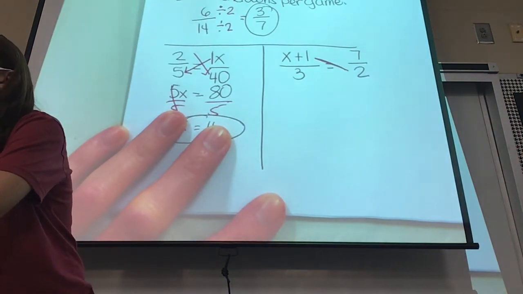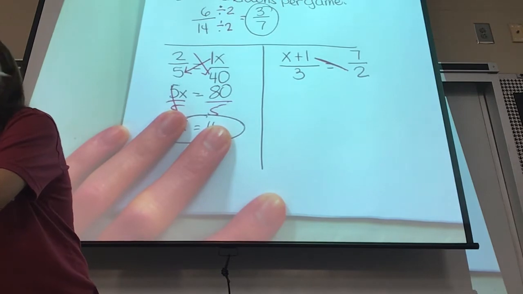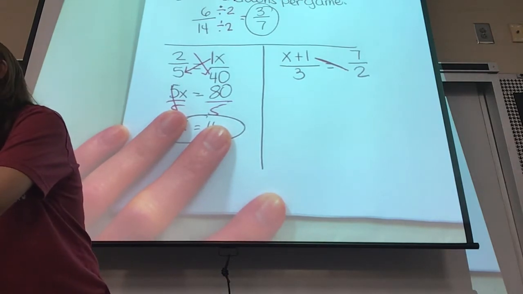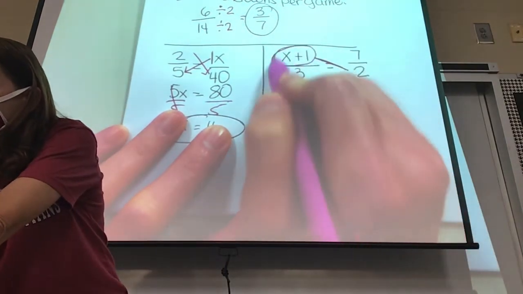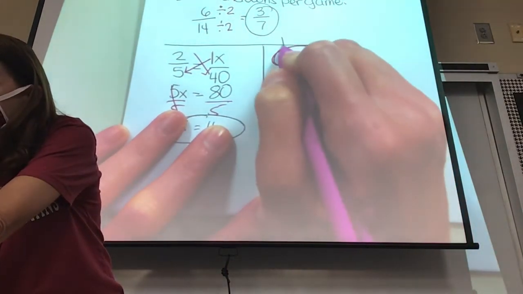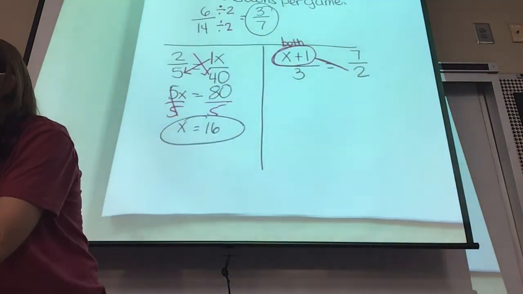What do I multiply the 2 with? Do I multiply it with just the x? Do I multiply it with the 1? What do I multiply it with? Both. Please make sure you multiply it with both. You got to do 2 with both of these. If you don't do it with both of these, you've already messed your problem up.